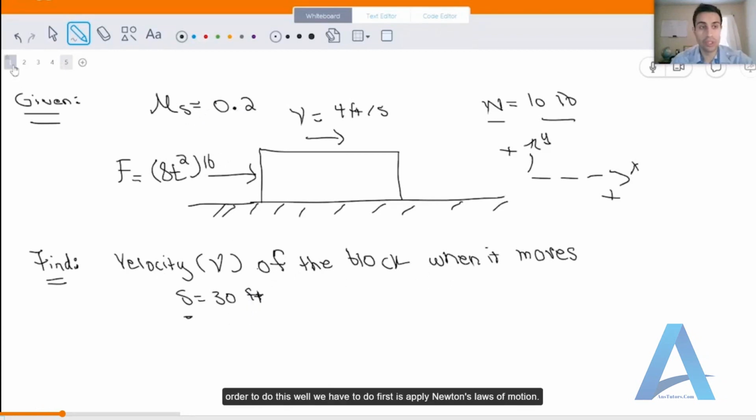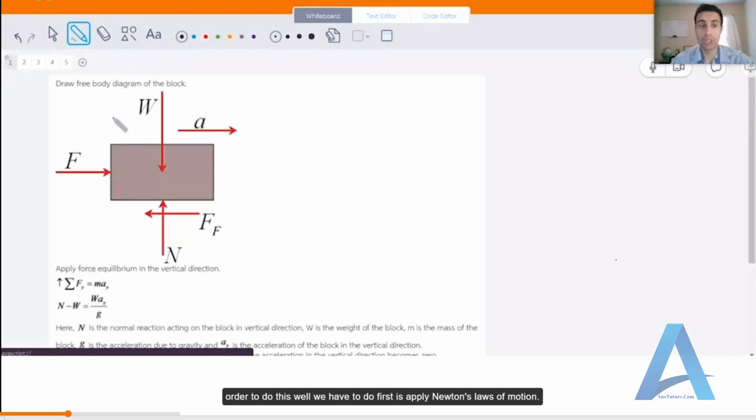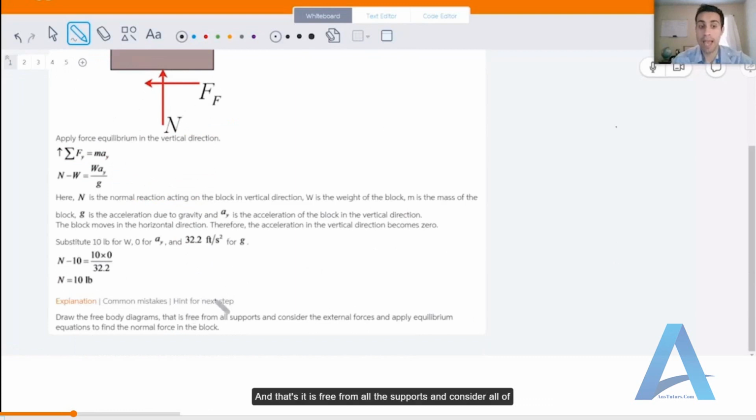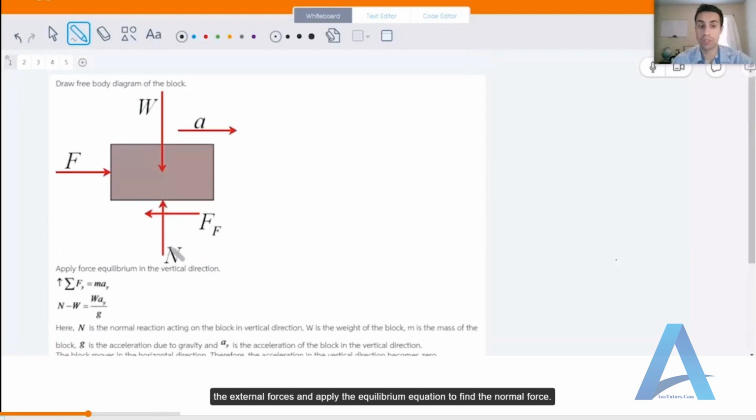So in order to do this, what we have to do first is apply Newton's laws of motion. So initially, we want to draw the free body diagram, and it is free from all the supports, and consider all of the external forces and apply the equilibrium equation to find the normal force. So our first goal is to find the normal force.